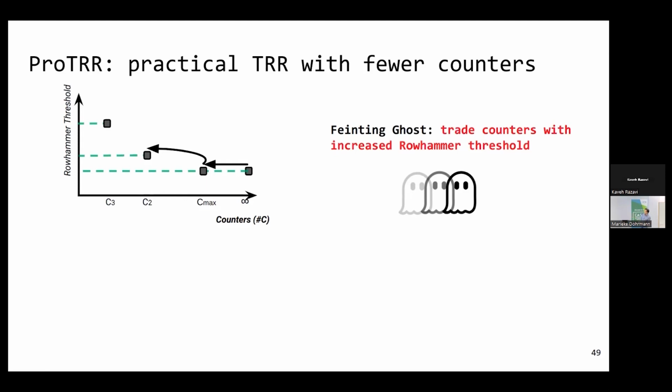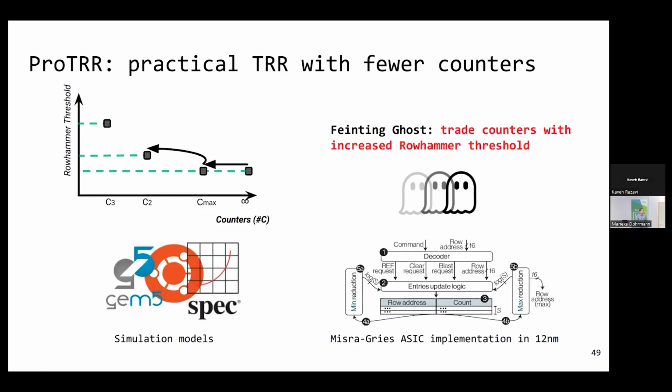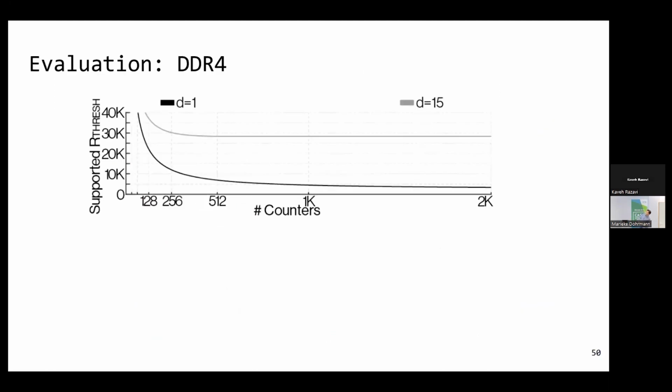And we did a lot of simulations with Gen 5. We even implemented this mitigation in ASIC in 12 nanometer technology to look at how much power and energy this mitigation would cost. Now I'm going to show you some results from this mitigation. Here is the number of counters, and here is the supported Rowhammer threshold that your mitigation can support. And here there is this parameter D, which is the distance between TRR.